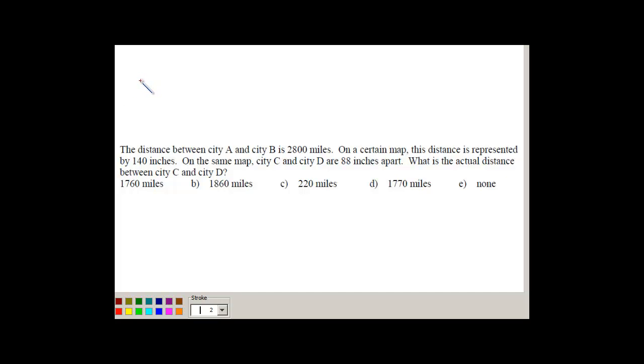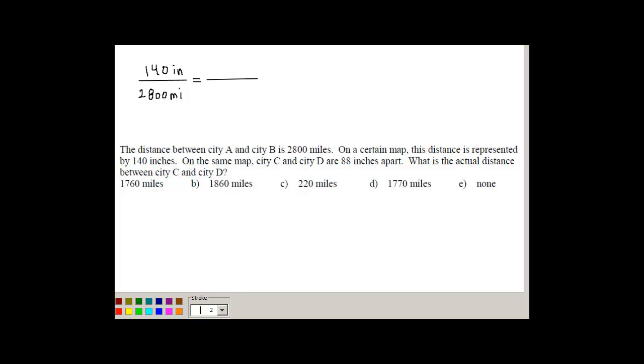Let's see. The distance between city A and city B is 2,800 miles. It has the same form of a fraction, where 2,800 miles is represented at the denominator. The numerator is 140 inches, all to represent city A and city B. You mean 140 inches? 140, yes, I'm sorry.